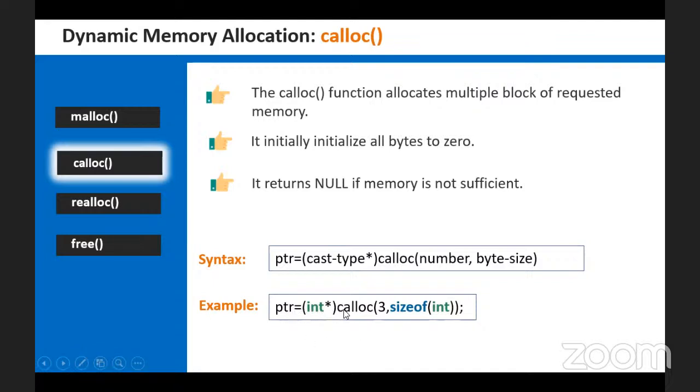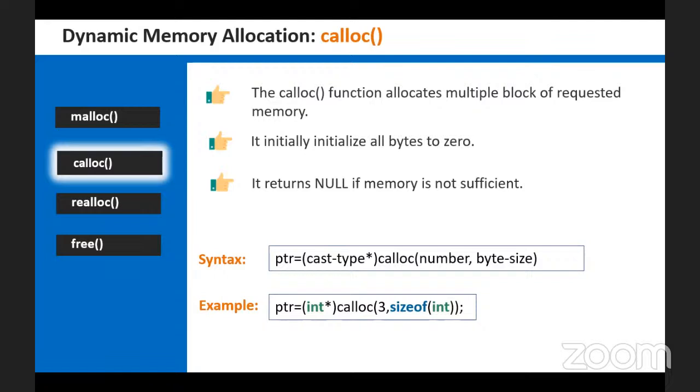Pointer equal to, instead of malloc, we are using calloc. But you can observe here, the number of elements is 3, comma, size of integer. That means 3 memory locations, and each memory location size is integer size, 4 bytes. But in case of malloc, I kept 3 into size of integer. That means 3 into 4, 12. So 12 bytes at a time, a single memory.